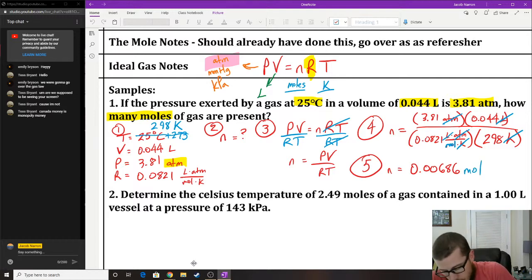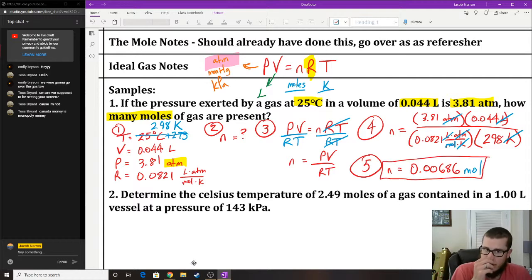So what is my unit going to be? Moles. So if you're looking at that number and you're like, oh, but that number just seems wrong because it's so small, remember, guys, we learned moles is based on mass. And from what we know, gases don't weigh a whole lot. So we would expect to have very few moles. So that's the answer to problem number 1.